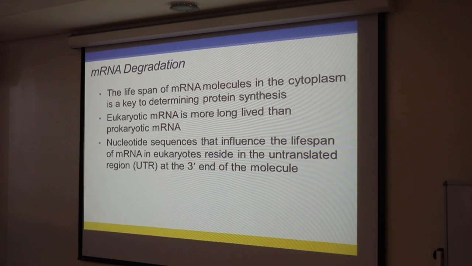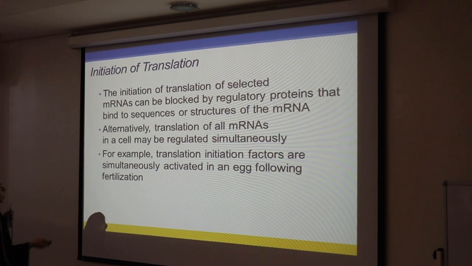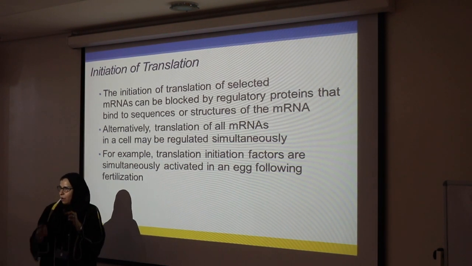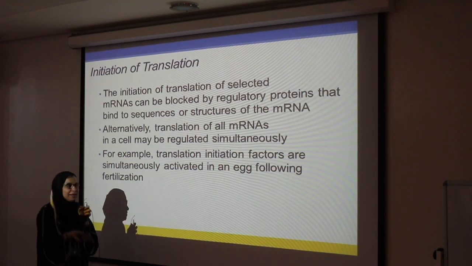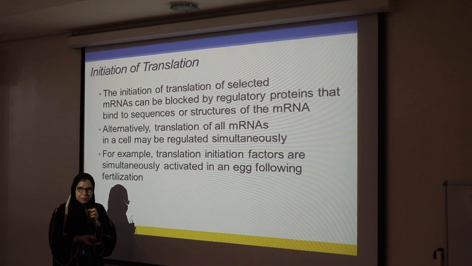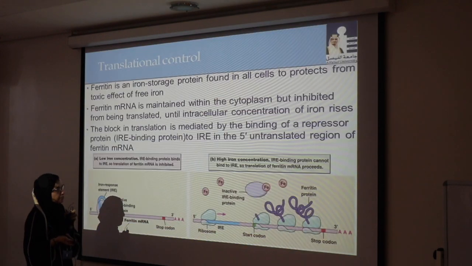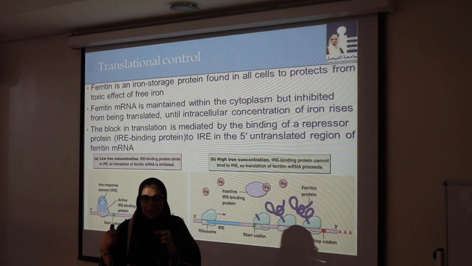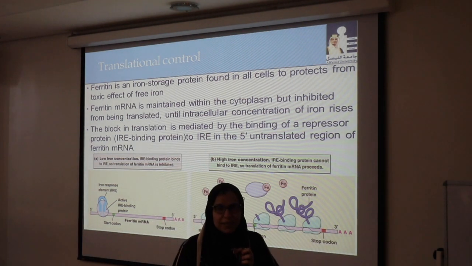What about the third level? Translation. We can regulate it at the level of translation. How we can regulate it at the level of translation? We have two ways. This is one way, and it is giving you the example of ferritin. What is ferritin?